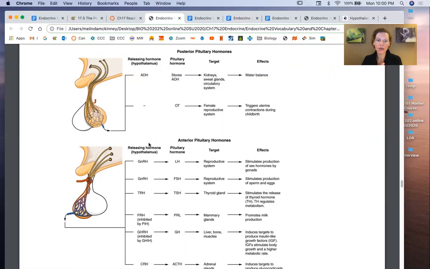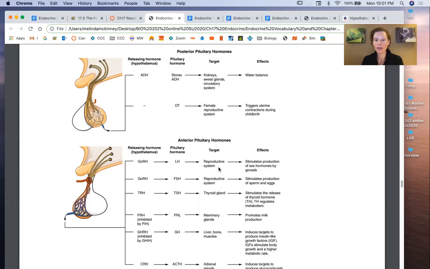So for the gonadotropin releasing hormone, GnRH, think about gonads being the testes or the ovaries. Tropin, it's going to be acting on those, and the hormone in this case that it's stimulating the release of is LH, or luteinizing hormone. Luteinizing hormone is then released from the anterior pituitary, goes through the bloodstream, and then targets reproductive organs.